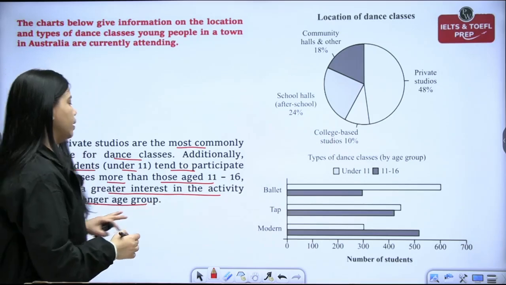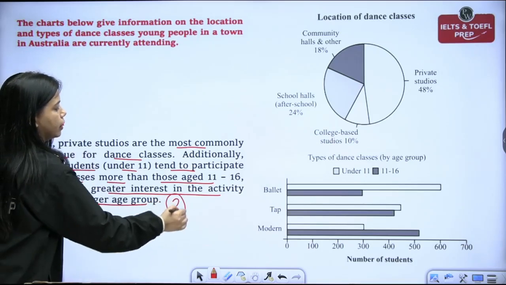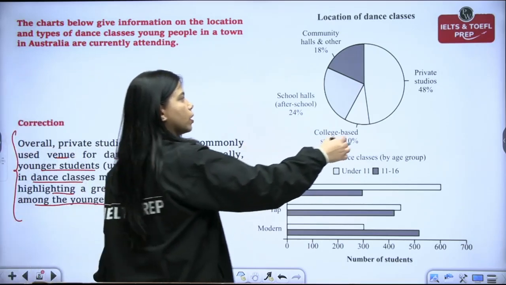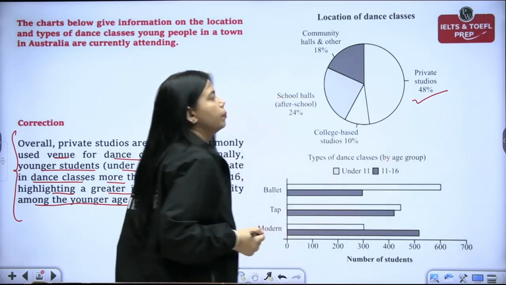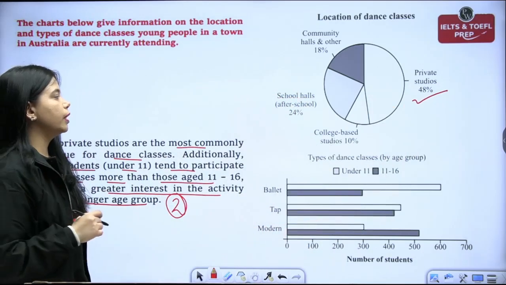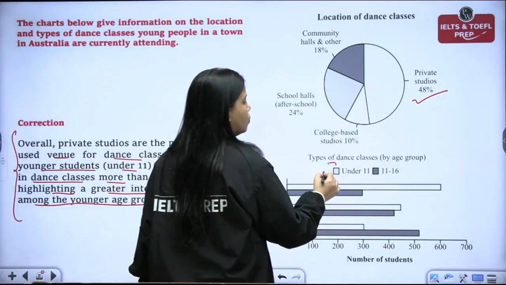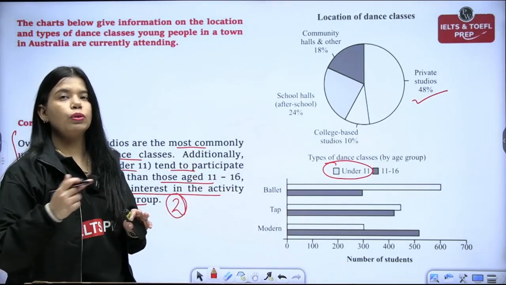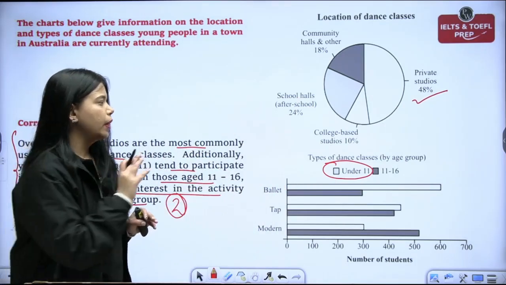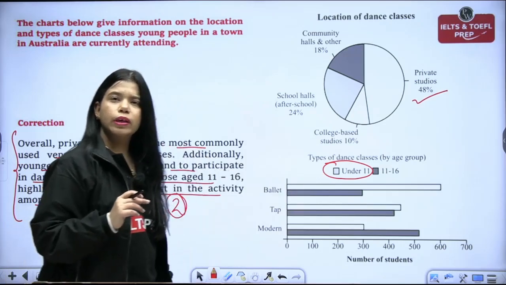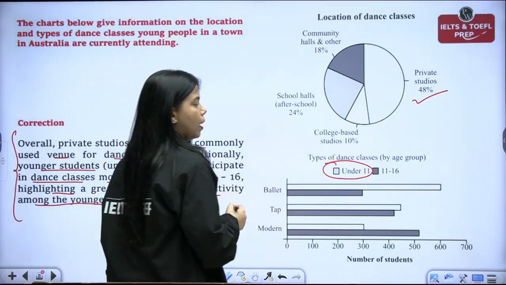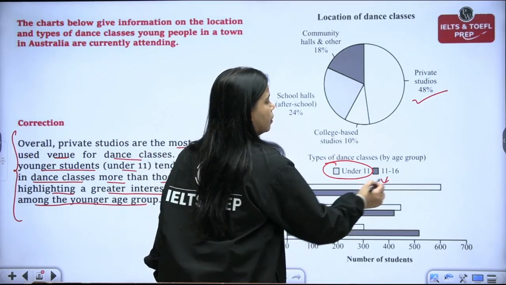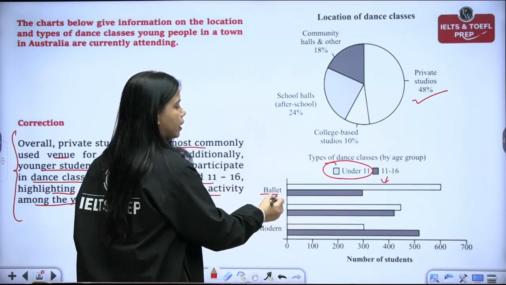So, in a way, now I have written only 2 features here. Which 2 features? I'm talking about this highest category of the pie chart. And then I'm saying that children who are under 11, they are more into dancing as opposed to 11 to 16 years old. Why I'm saying that they are more into dancing? If you see the bar here, white bar is longer than the grey one.